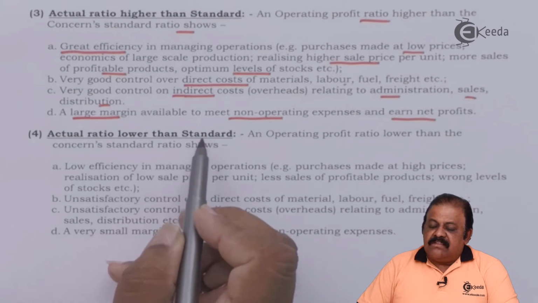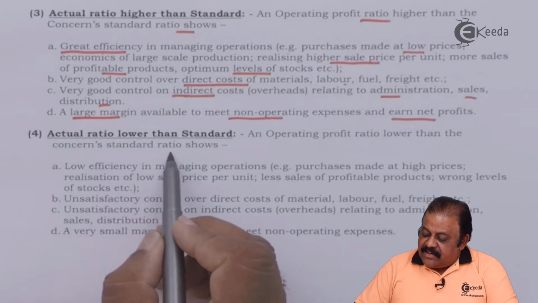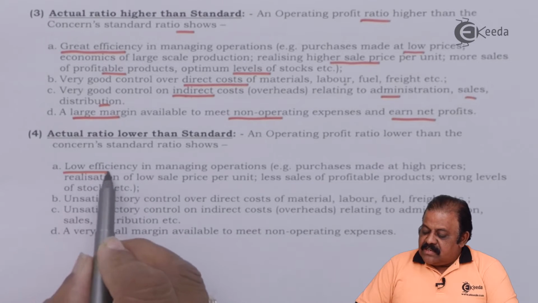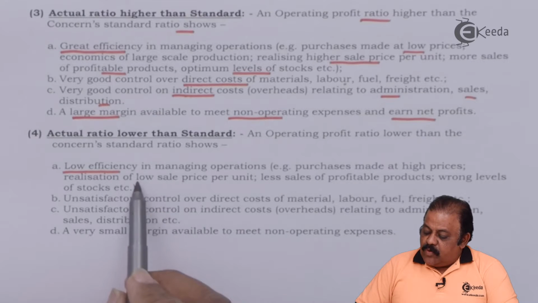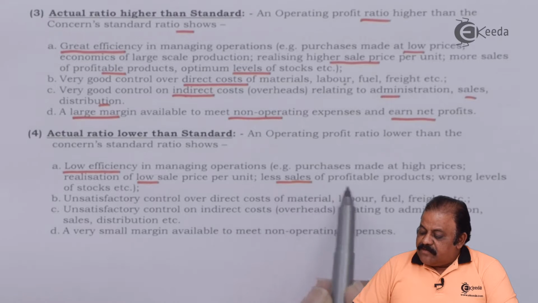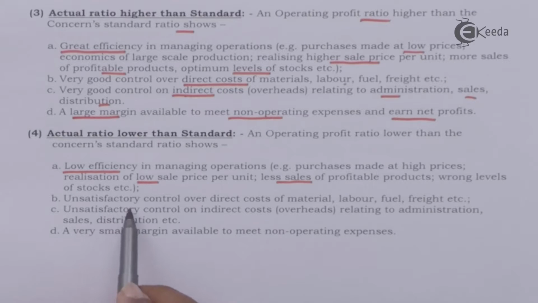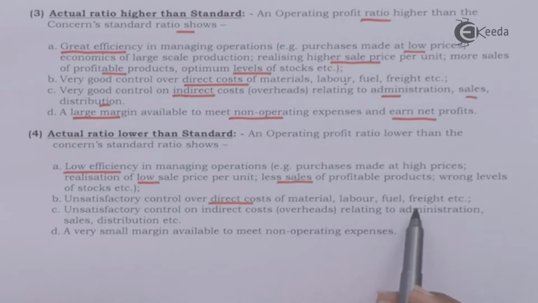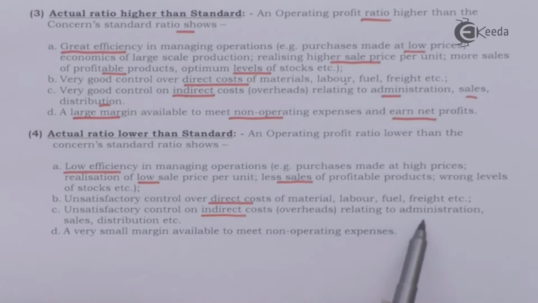Actual ratio lower than the standard. An operating profit ratio lower than the concern's standard ratio shows low efficiency in managing the operations: purchases made at higher price, realization of low sale price, less sales of profitable products, wrong levels of stocks, etc. Unsatisfactory control over direct cost of material, labor, fuel, freight, etc. Unsatisfactory control on indirect cost relating to administration, sales, distribution, etc. A very small margin available to meet non-operating expenses.